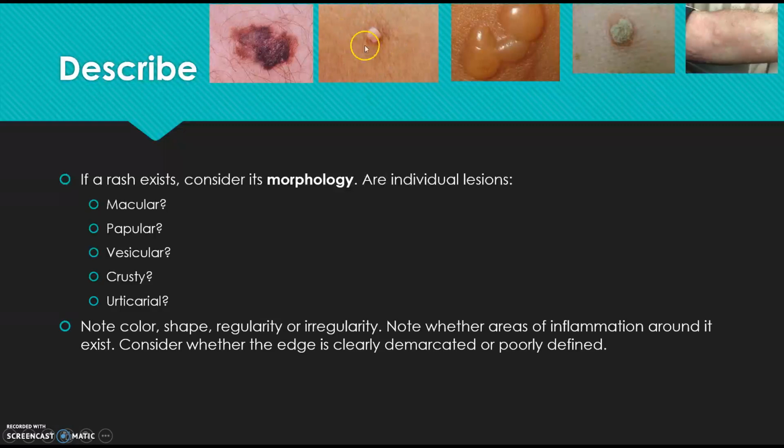Papule, this is a papule, is an abnormal skin tissue less than 1 centimeter around, has distinct borders, and can be in a variety of shapes. They're often called skin lesions.